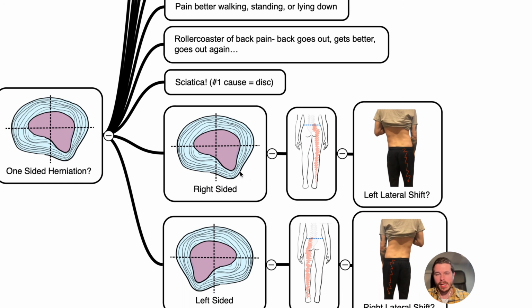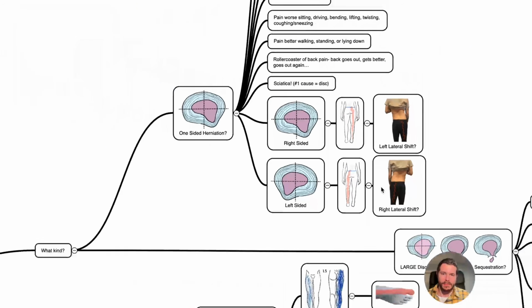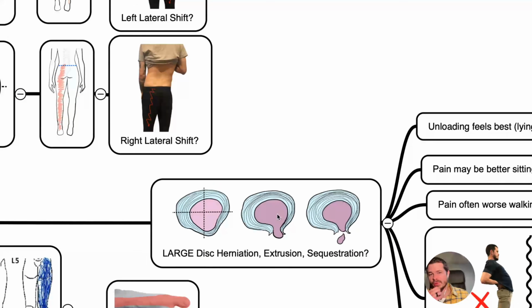So a right-sided disc protrusion or herniation will often cause right-sided symptoms with you shifted away, but not everyone's shifted. But if you are going to be shifted, usually it's away from the side of symptoms. Left-sided symptoms, and a right lateral shift, shoulders to the right, pelvis to the left. Okay. Now, could it be a large disc herniation, extrusion, disc extrusion, or disc sequestration? Absolutely. I see this commonly.